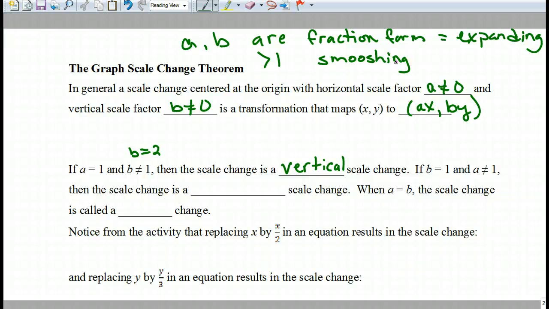Okay, so going back down to our little thing that we're filling out here. If B is equal to 1 and A is not 1, then the scale change is a horizontal change, because we're dealing with the x, not the y. I can't spell today. Okay, when A equals B, the scale change is called a size change.